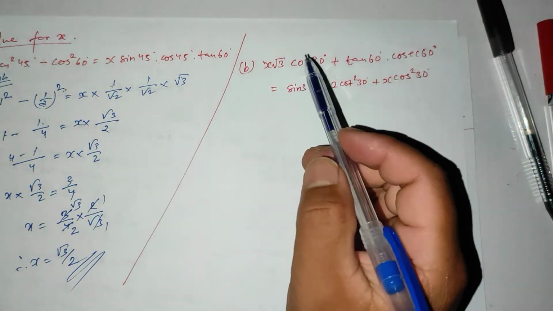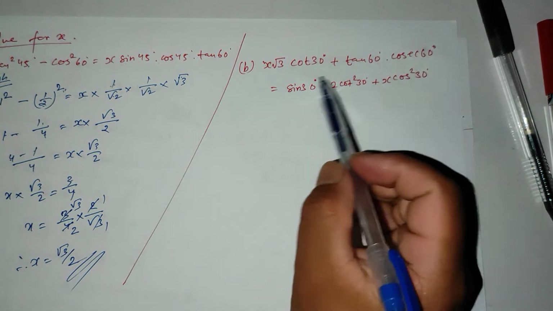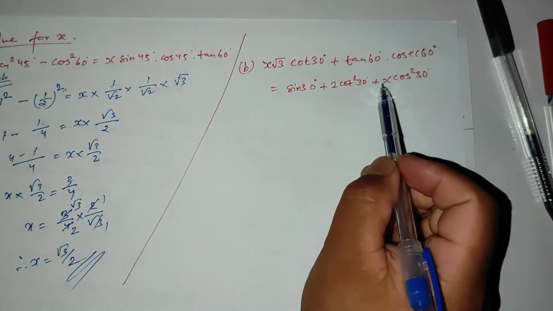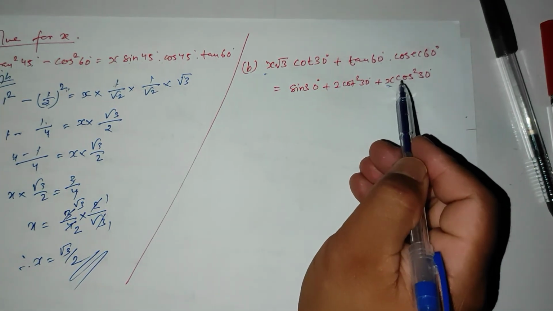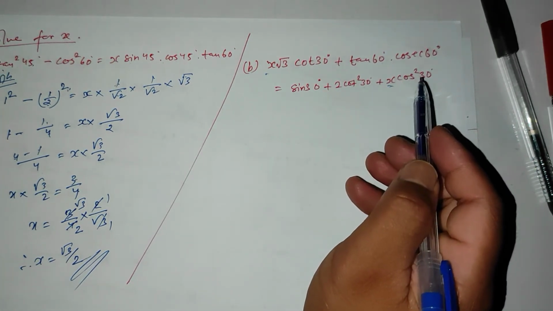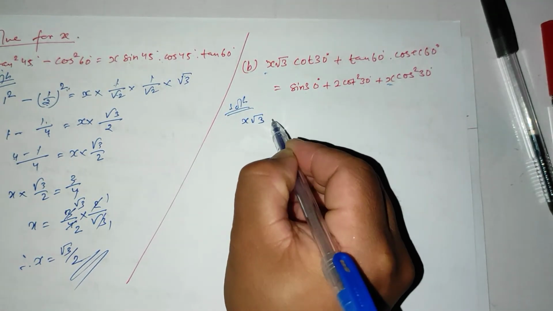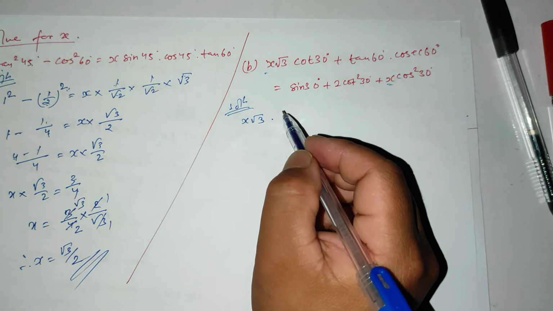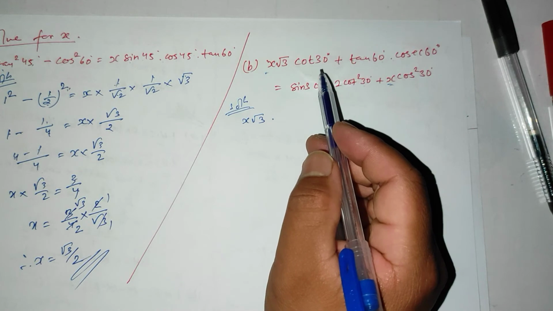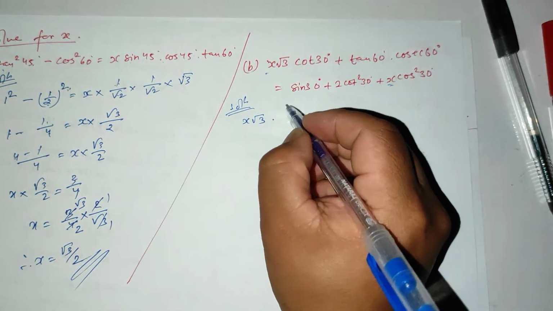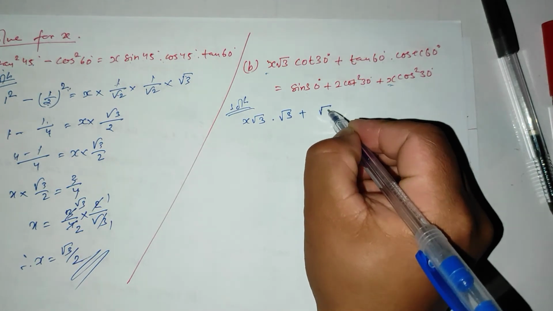Next question, solve for x. x root 3 cot 30 plus tan 60 into cos 60 equals sin 30 plus 2 cot square 30 plus x cos square 30. Here we have x in two places. Let's solve for x. Find the value of x. Solution. x root 3 cot 30. What is the value of cot 30? Cot 30 is the reciprocal of tan 30. The value of tan 30 is 1 by root 3. It means cot 30 is root 3, plus tan 60 is root 3.